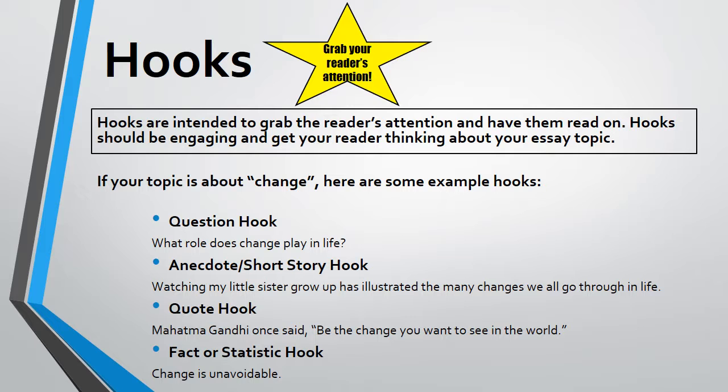The third type of hook is a quote hook. These can be easy to find and an engaging way to open up your essay topic. For example, Mahatma Gandhi once said, "Be the change you want to see in the world." The fourth type of hook is the fact or statistic hook. These can come from research or from your personal knowledge. For example, change is unavoidable. The type of hook you use isn't as important as making sure that you write a good one that grabs your reader's attention and makes them want to read on.